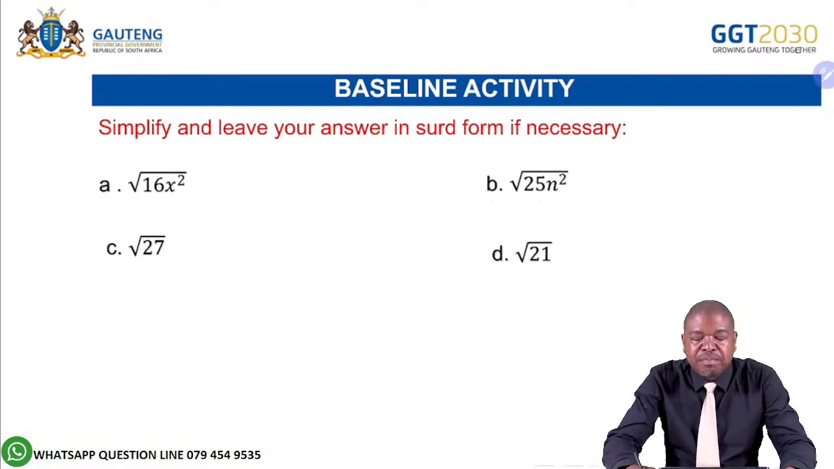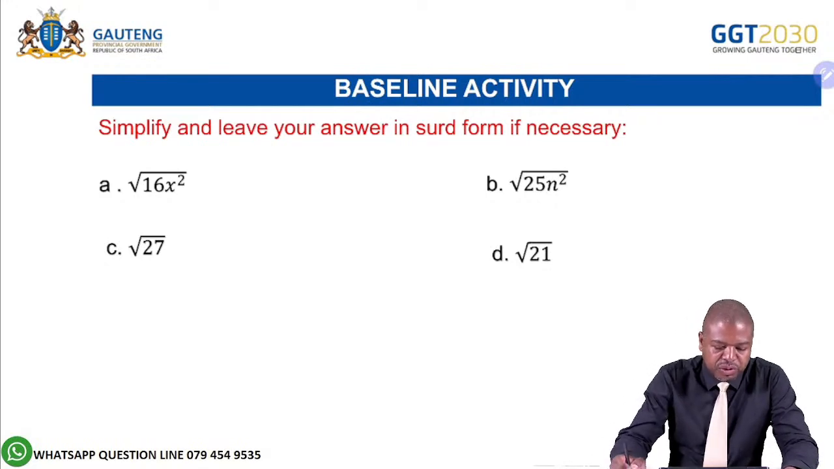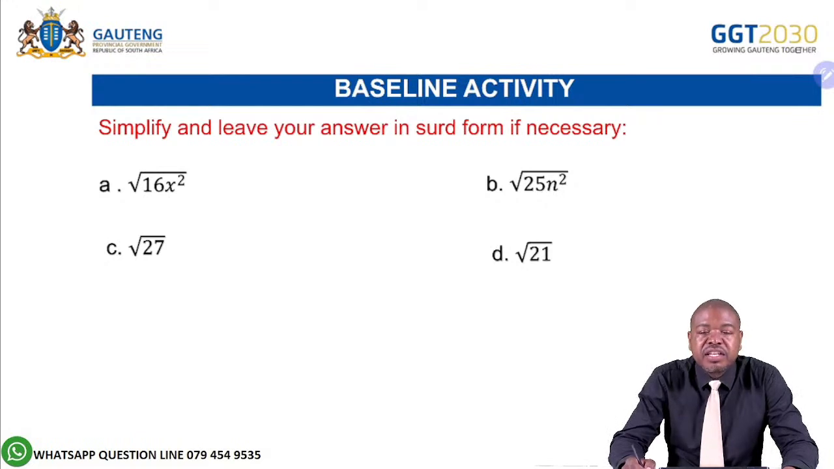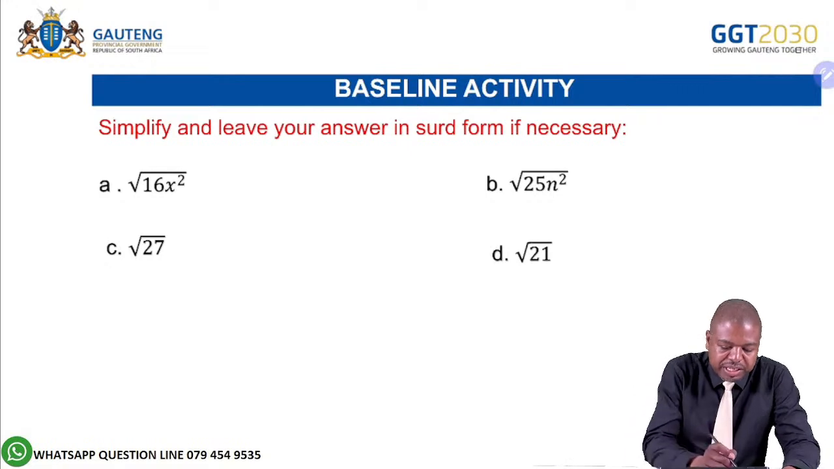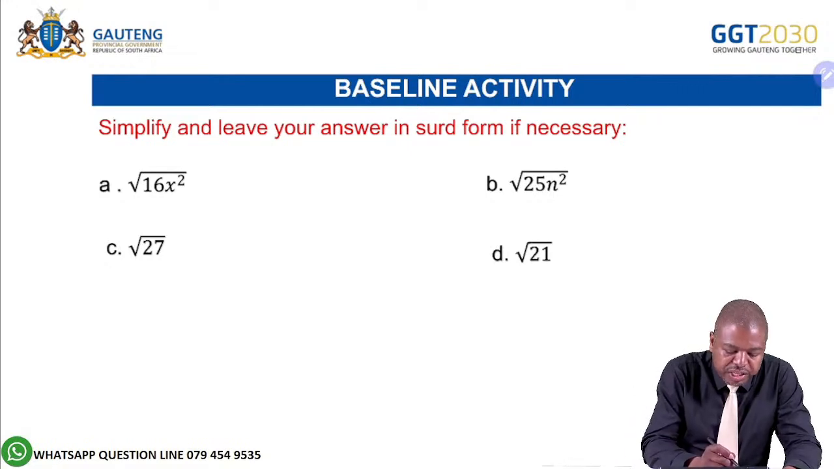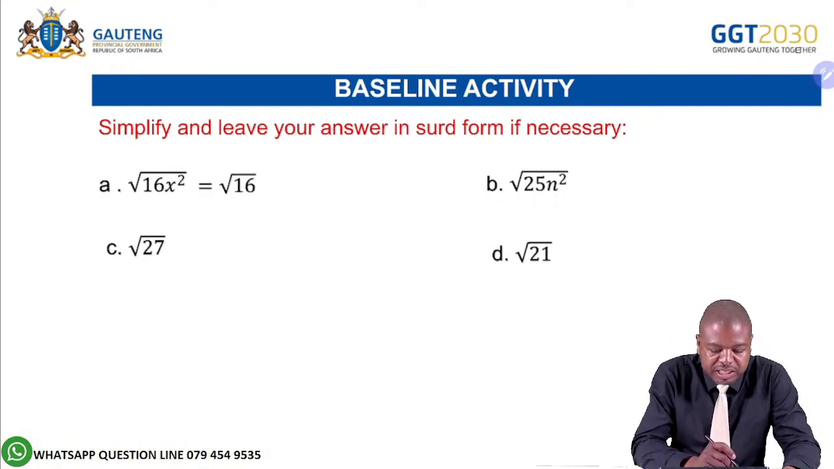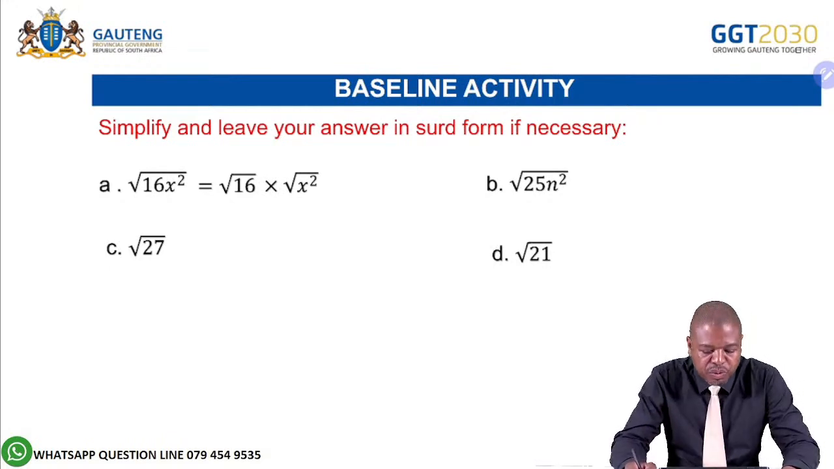Now let's go through our baseline activity together. We've been asked to simplify and leave your answer in surd form if necessary. Right, let's start with A. We need to find the square root of 16x squared. So 16x squared is the expression there. So we look for the square root of the coefficient, which is 16, and then we look for the square root of the variable, which is x squared. Right, so which number, when multiplied by itself, gives us 16?